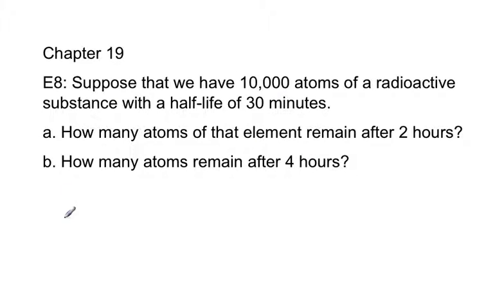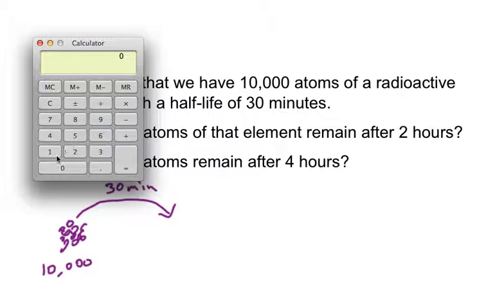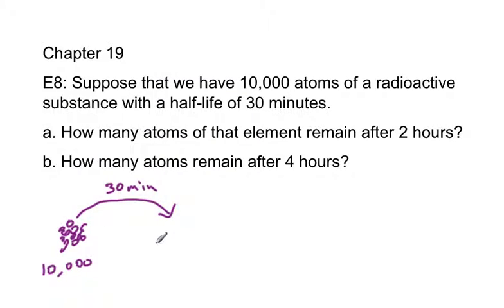Okay, so I'm going to draw a picture to do this problem. We've got some atoms here. We have 10,000 atoms. Okay, that's my 10,000 atoms. We're going to look at this in 30-minute intervals and see what happens. So in 30 minutes, a half-life means half of this will be gone. So if we have 10,000 here, in 30 more minutes we're going to take 10,000 and divide by 2. And we get 5,000 atoms, right?